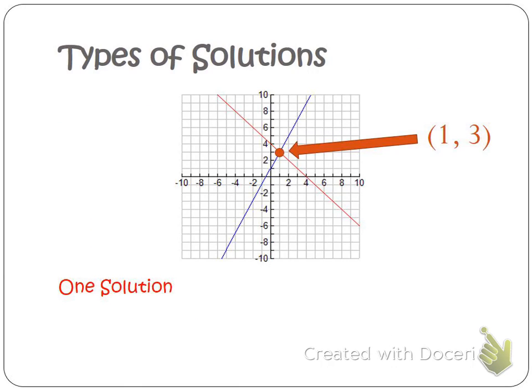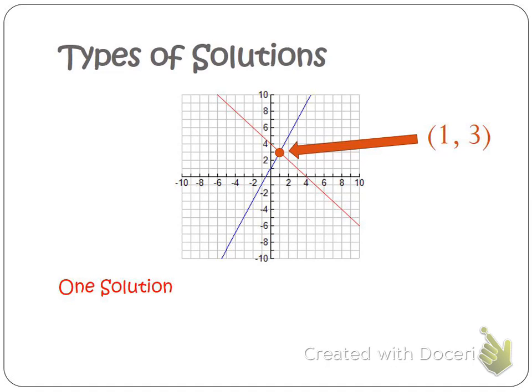If we were to graph, there are three different situations that two linear equations might give us. One is if the two lines cross, if they intersect. We're going to look for one solution. The solution is going to be that point. And so this is an example of that.